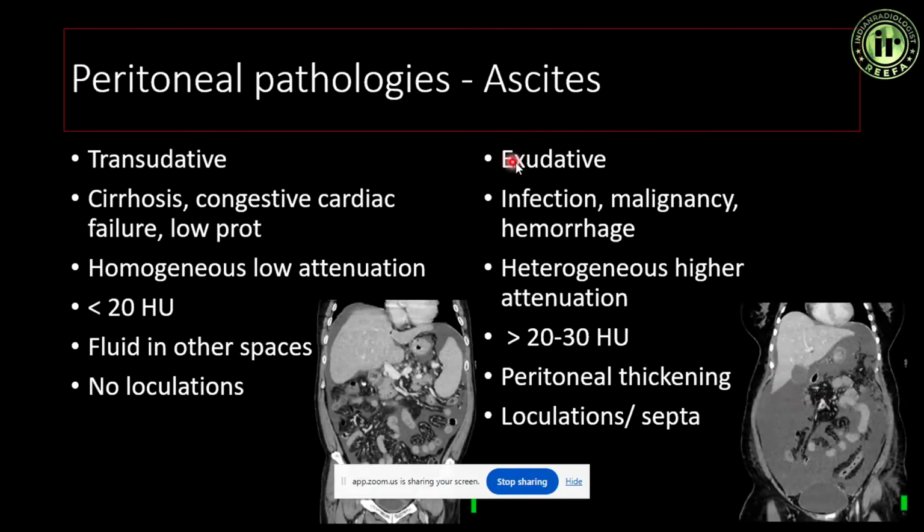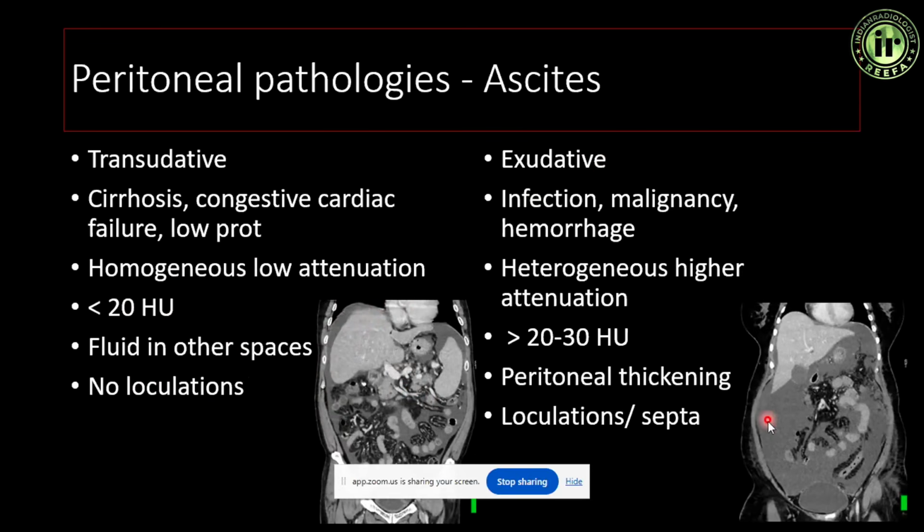The other pathology that you see often is ascites. Now, ascites can be transudative or exudative. Transudative is when, as you see in patients with liver disease, congestive cardiac failure, hypoproteinemia, nephrotic syndrome, and so forth, the ascites here is very homogeneous in appearance. It's typically low density, less than 20 Hounsfield units, and because it's a systemic condition, you can see fluid in other spaces, for instance, in the pleural and the pericardial spaces, and usually there is no loculation of this ascites.